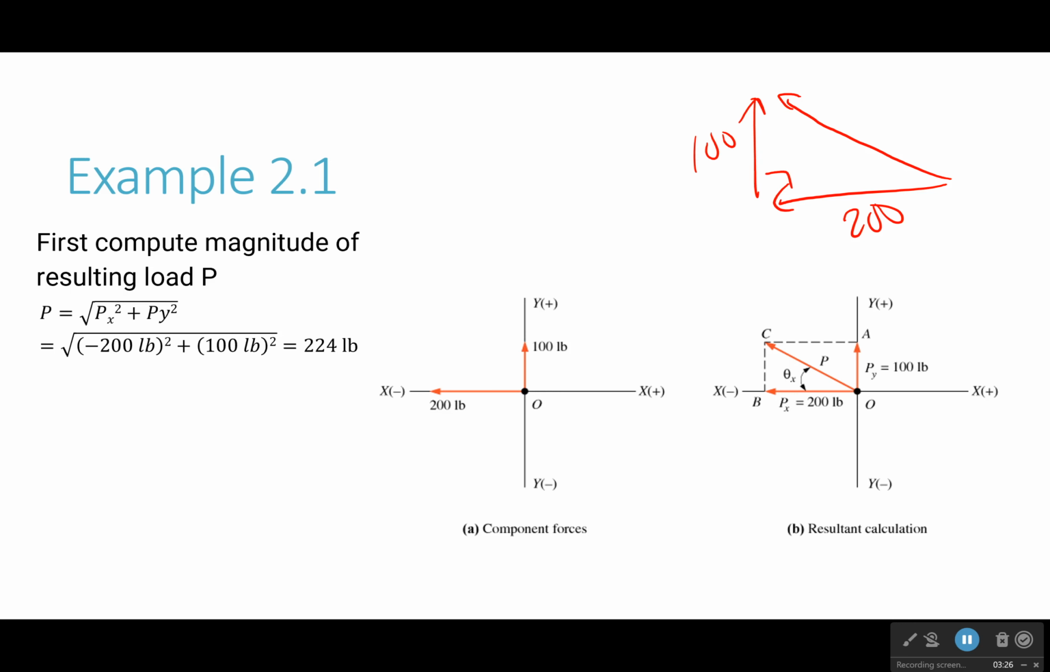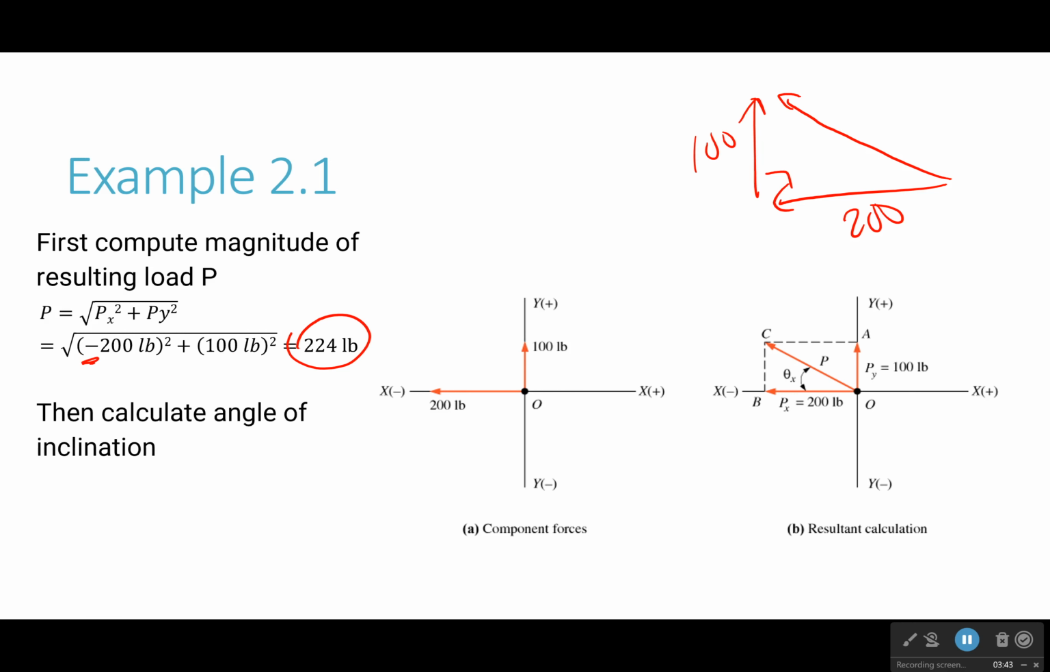So, it's going to be the square root of the components squared, and then added together, which will come out to be 224 pounds. And you see that when it comes to magnitude, that negative 200 doesn't matter. It doesn't matter if it's positive 100 because they're always squared.